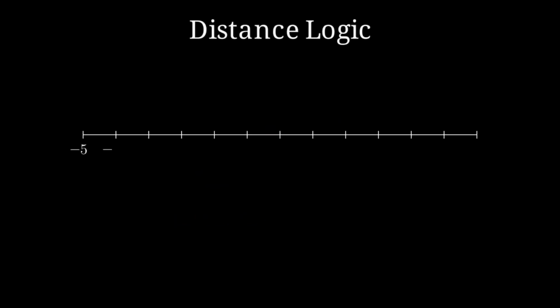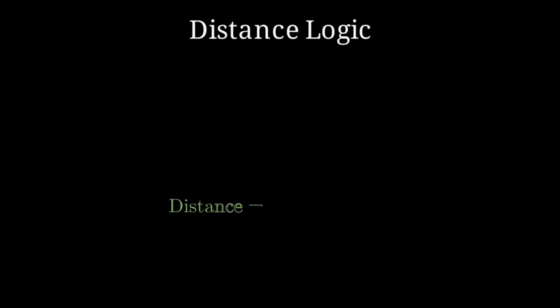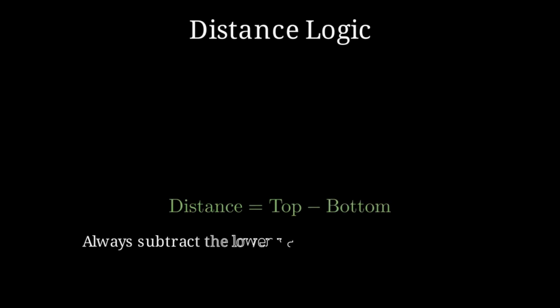Geometry tells us distance is always positive. To ensure this, we always subtract the bottom coordinate from the top coordinate. If your axis of rotation is below your functions, you subtract the axis value from the function. If the axis is above, you subtract the function from the axis.